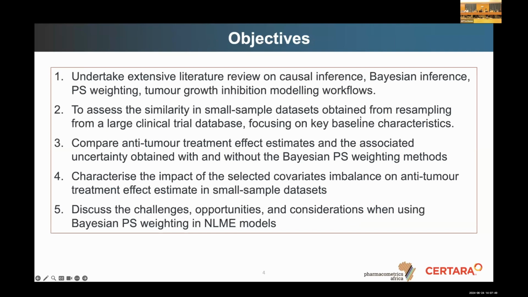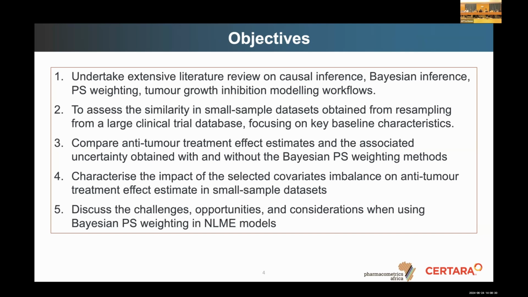The objectives of our project can be listed into 5. One is to extensively review literature on some key topics, including causal inference, Bayesian inference, propensity score weighting, and tumor growth inhibition modeling as an outcome for these instances. Secondly, to assess similarity in small sample data sets obtained by resampling from large clinical trial databases. Thirdly, to compare anti-tumor treatment effects, estimates, and associated uncertainty obtained with and without Bayesian propensity score weighting methods.